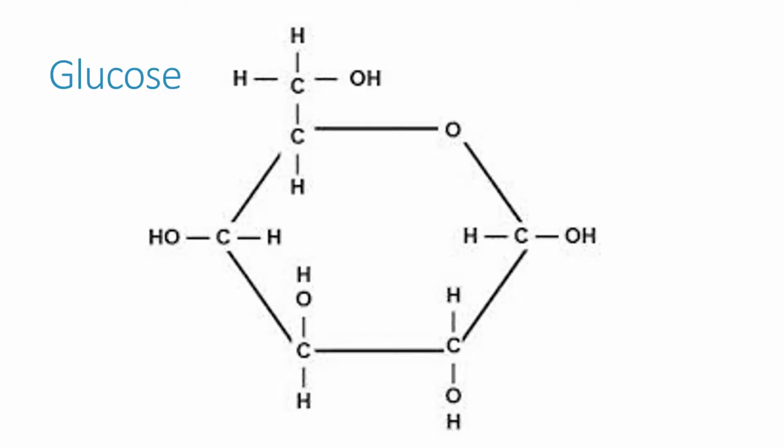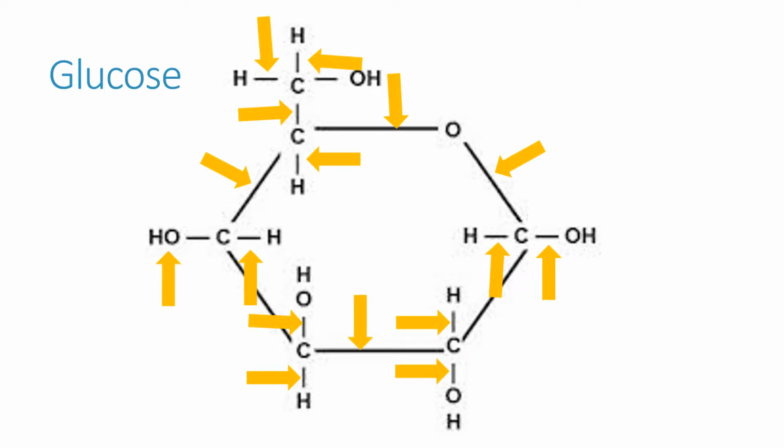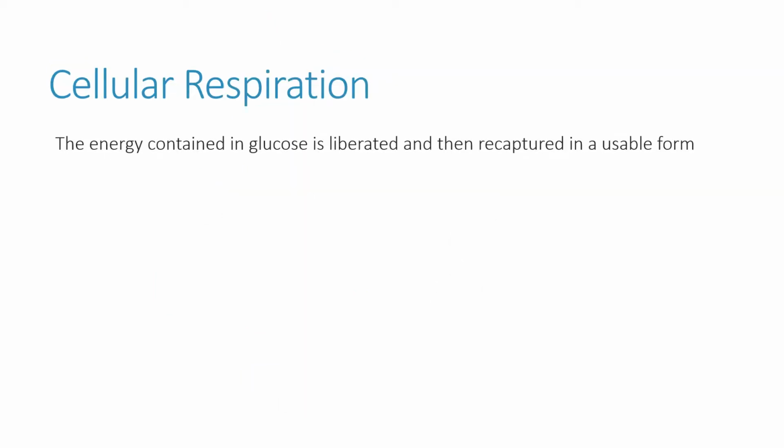As a quick reminder, glucose is the number one energy source for our body. That energy of glucose is contained in the chemical bonds holding this molecule together, especially in those chemical bonds that are holding hydrogen attached, because the hydrogens of glucose are carrying what's called high energy electrons, and we'll talk more about that towards the end. The energy contained in glucose is liberated and then recaptured in a usable form through a process called cellular respiration.